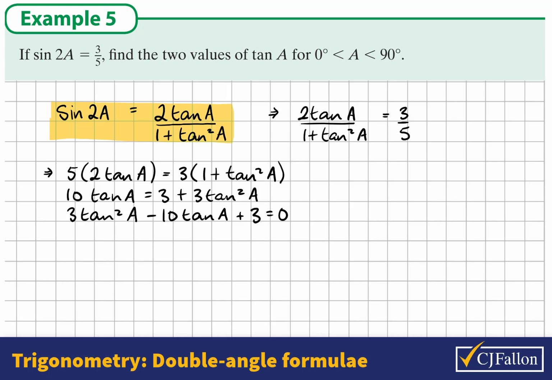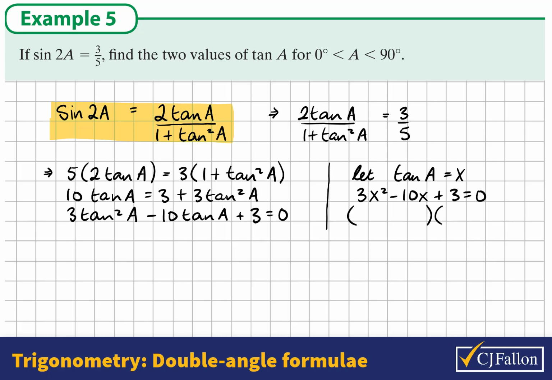It might be easier to solve this if we do a substitution. You could solve it as it is if you wish. It might be easier to see it if you let tan of a equal to x. So what we have here is 3x squared minus 10x plus 3 is equal to 0.